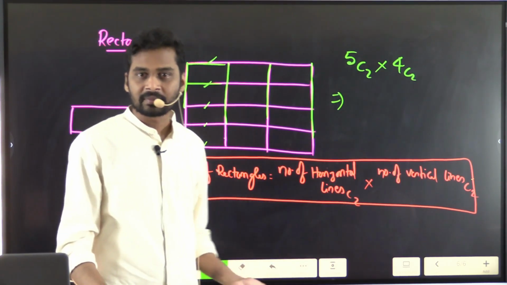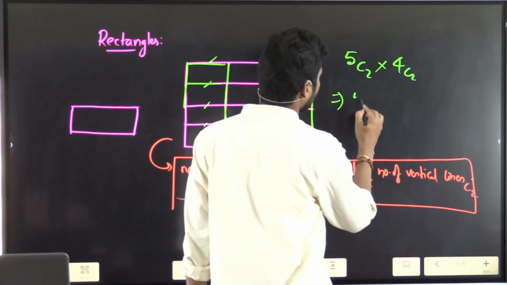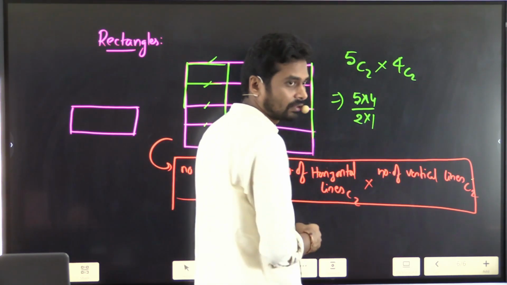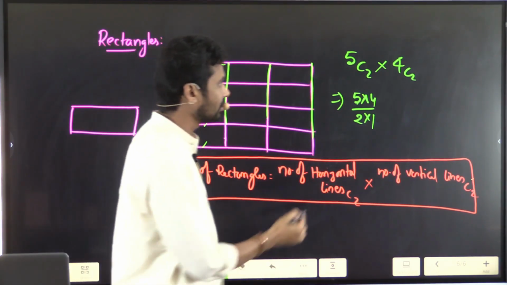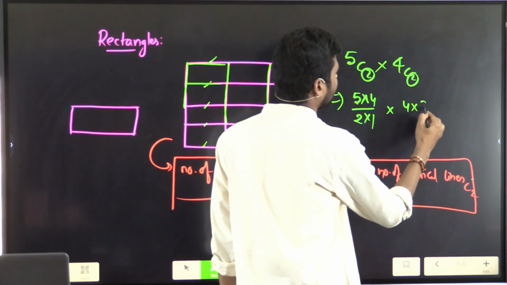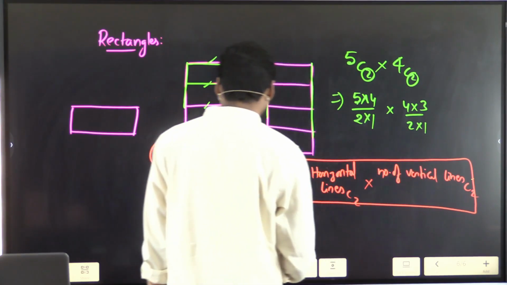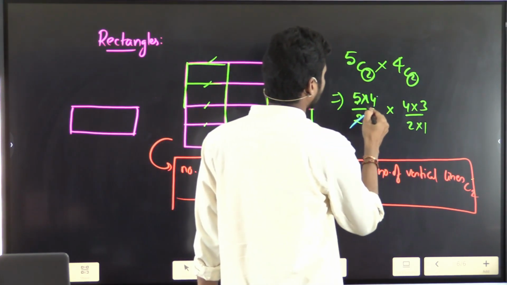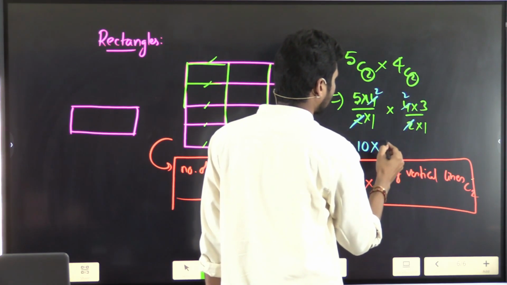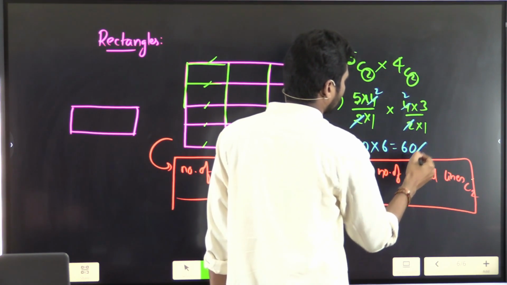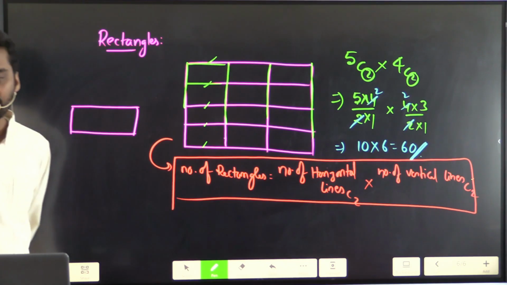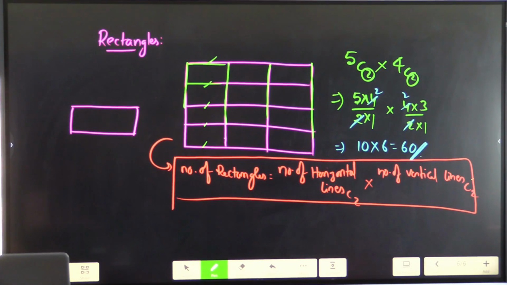We have seen how to represent that in the concept of permutations and combinations. 5C2 means 5 into 4 divided by 2 factorial. 4C2 means 4 into 3 divided by 2 into 1. So you can take the final value: 5C2 is 10, and 4C2 is 6. 10 into 6 is 60. So in total, how many rectangles do we have in this figure? 60 rectangles.